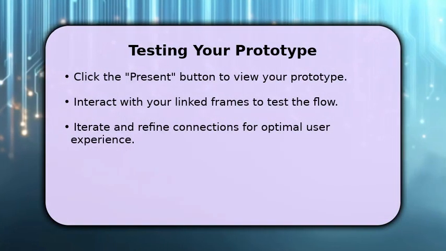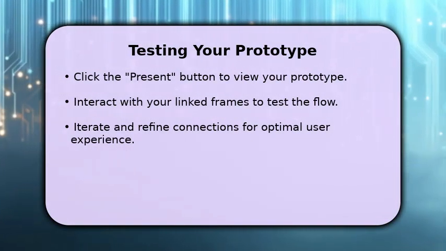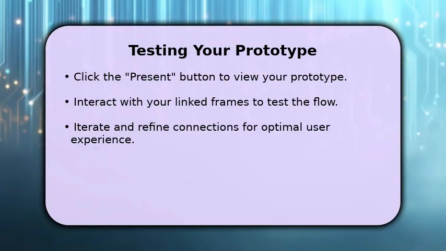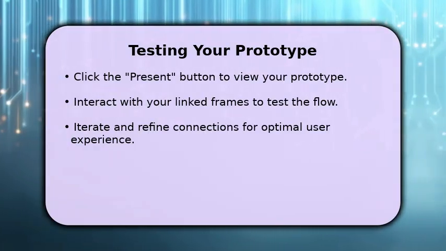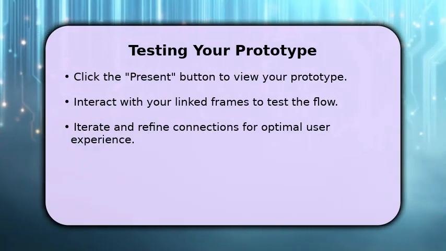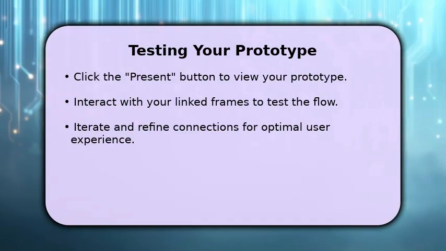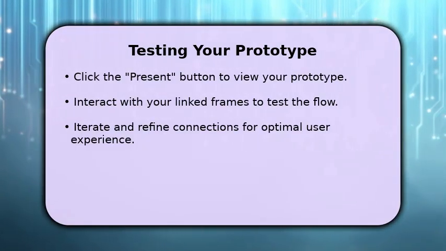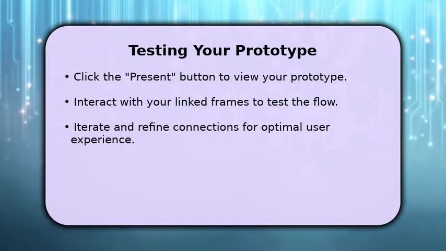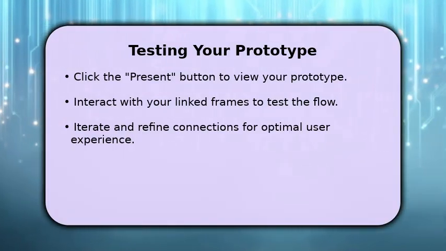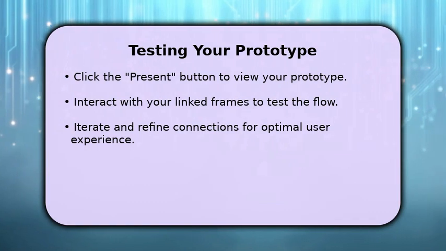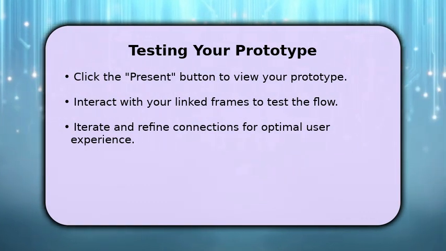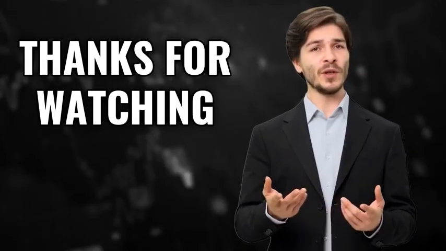Once your frames are linked and interactions defined, it is time to test your work. Locate and click the Present button, usually found in the top right corner of your Figma interface. This will open your prototype in presentation mode. Interact with your design as a user would, clicking and dragging to ensure all connections work as intended. Refine any interactions that do not feel quite right.